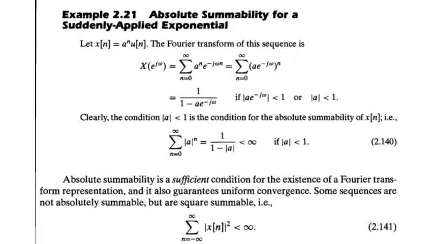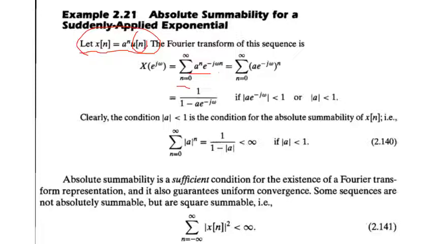Here we have an example of absolute summability of a suddenly applied exponential. Here we have the input signal which is exponential. Okay, so this is an infinite sequence, and we want to compute the Fourier transform of this infinite sequence. So this is the input signal a raised to the power n, and then we have a negative phasor, and u of n is removed because we are using the limit from 0 to infinity.